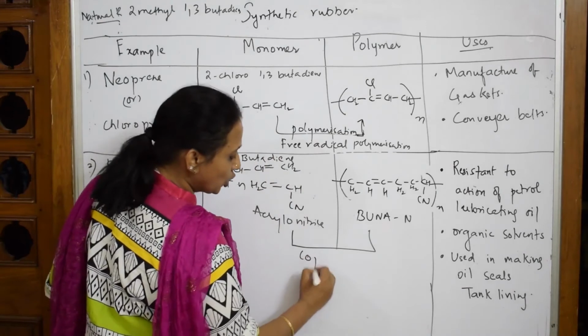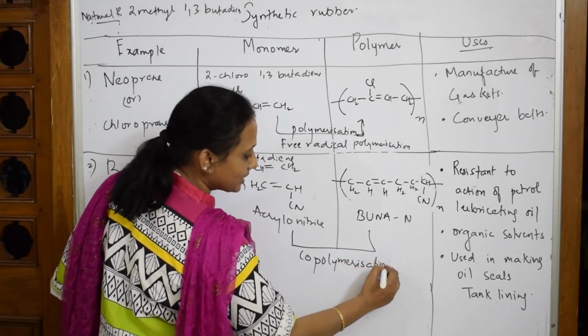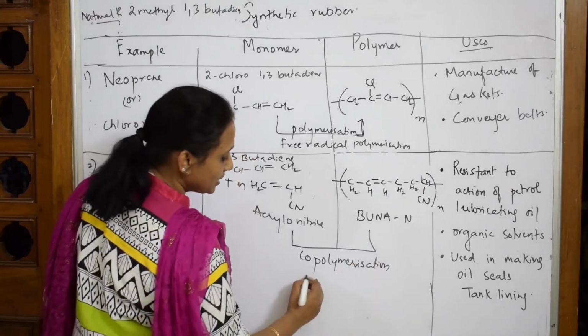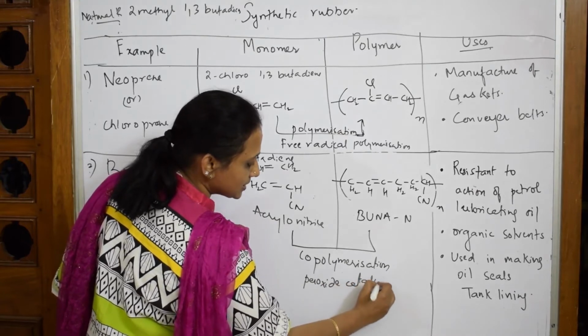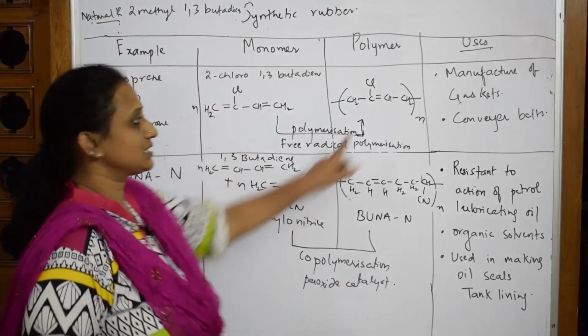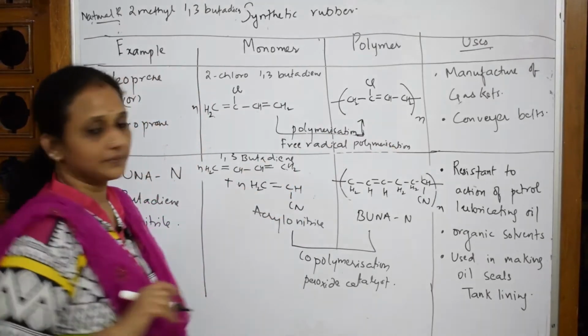That's why this is called copolymerization. Copolymerization, it occurs in the presence of a peroxide catalyst. Peroxide catalyst. That's it. I'm sorry. Please correct this here. I've done. I forgot to write chlorine. Here you have chlorine. Yeah.